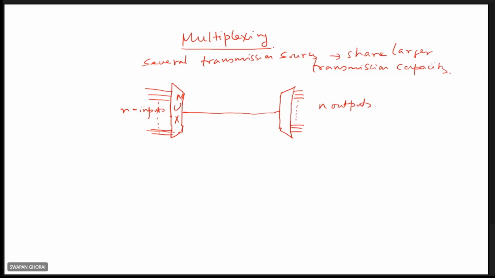The greater the transmission capacity, the lower the cost per individual voice channel. So there is this concept of multiplexing. There are three types of multiplexing considered in communications. One is FDM, frequency division multiplexing.